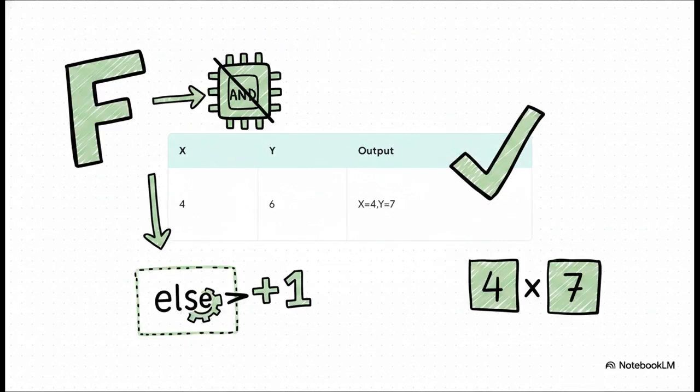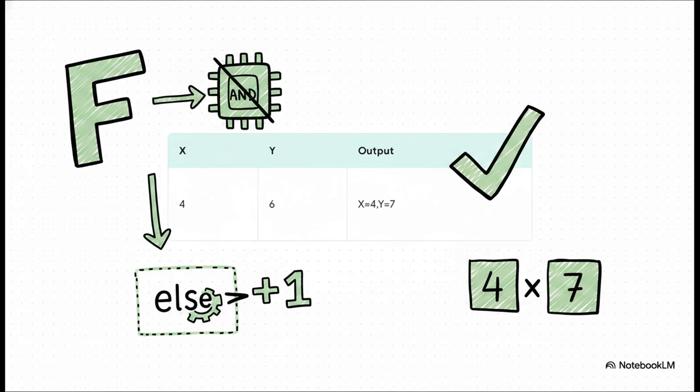Let's examine one more row real quick. x equals 4, y equals 6. Remember the strictness of and? Since 4 equaling 6 is immediately false, the computer doesn't even need to work out the rest. It instantly skips to the else block, making y equal 7.